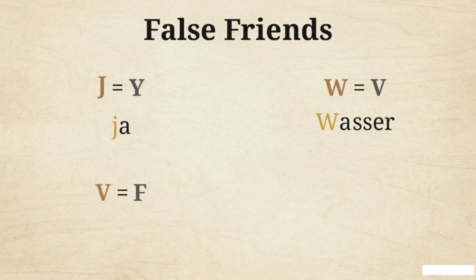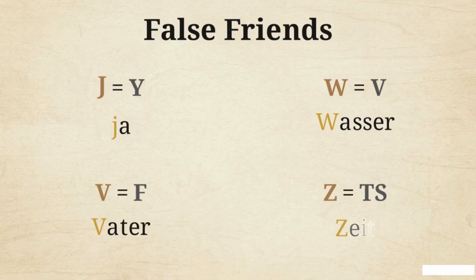Then we have the letter V. In many German words, it shifts to an English F sound. For example, the word for father is spoken as Vater. Finally, the letter Z. Forget the buzzing English Z sound entirely. In German, it creates a sharp combined TS sound. The word for time is Zeit.